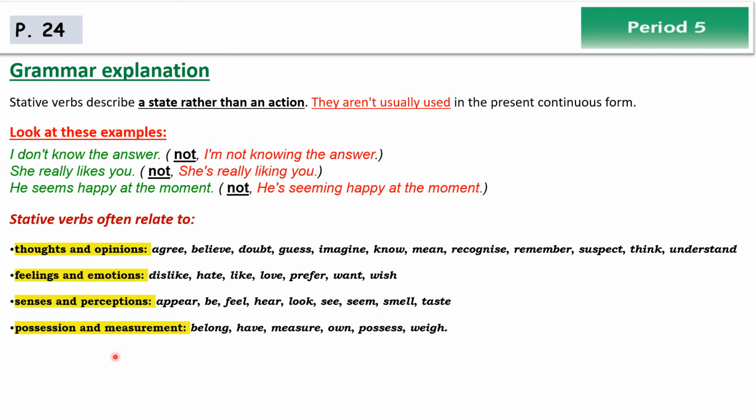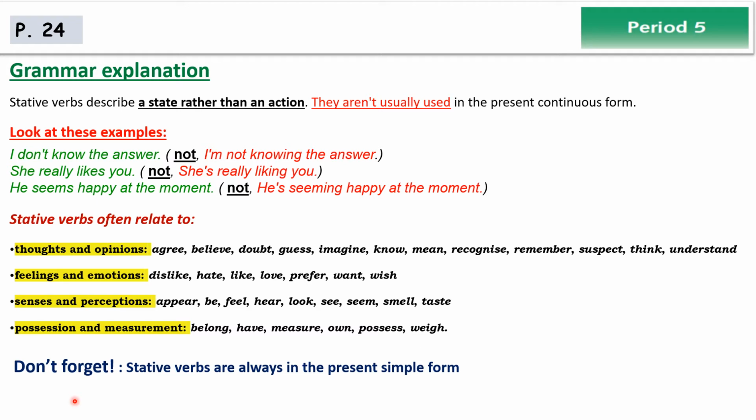Stative verbs also relate to position and measurement, verbs like belong, have, measure, own, possess, and weigh. And finally, my students, don't forget that stative verbs are always in the present simple form.